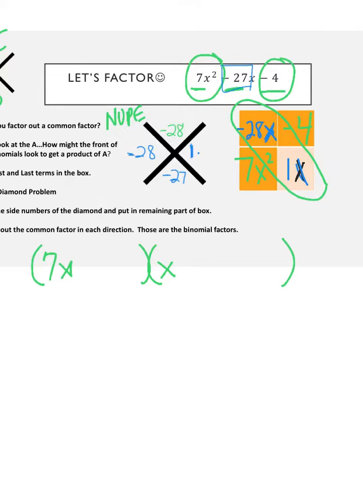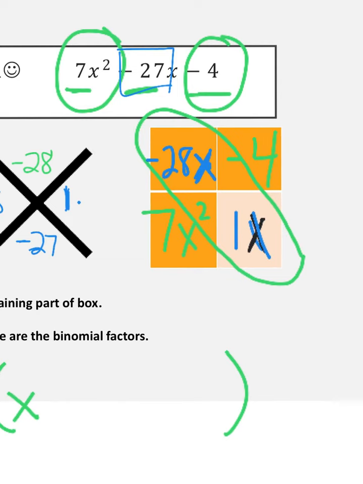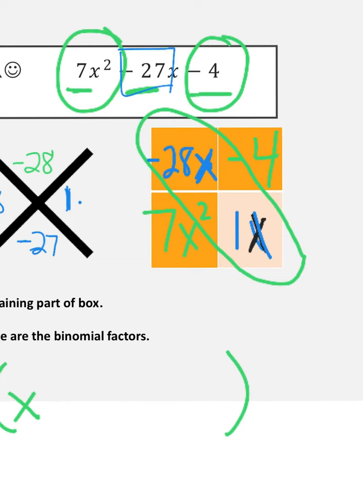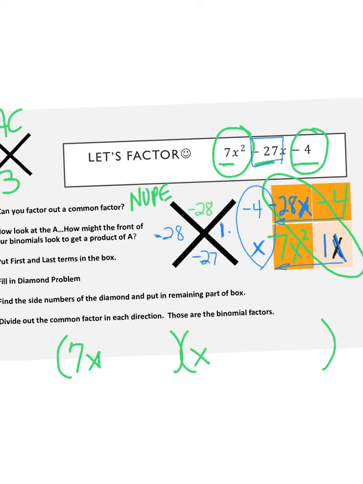So we're going to go ahead and focus on this part. So we're going to go ahead and divide out, going this way and going this way. We're going to divide out. So we're going to look at negative 28x and negative 4. What's the biggest number they have in common? The biggest number they have in common is negative 4. And what does 7x squared and 1x have in common? Biggest thing they have in common is an x. So here we have one of our factors. We have x minus 4 is one of our factors.